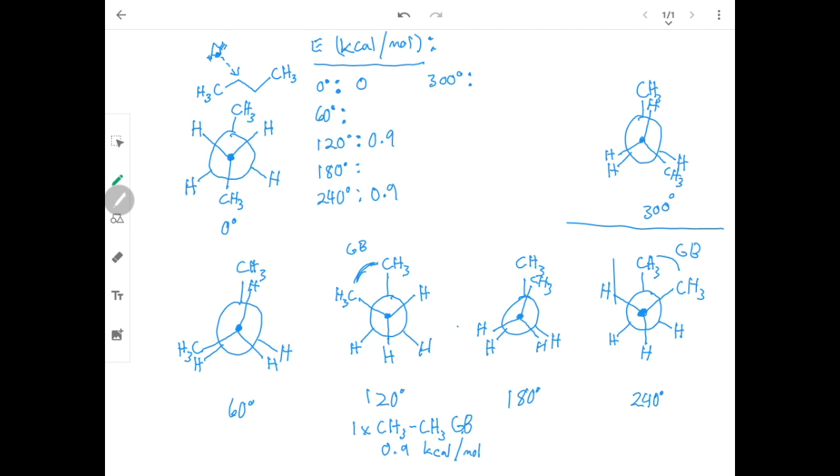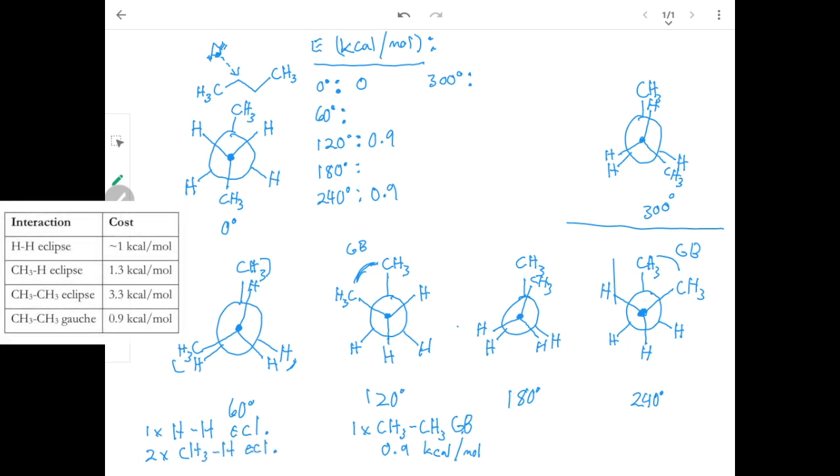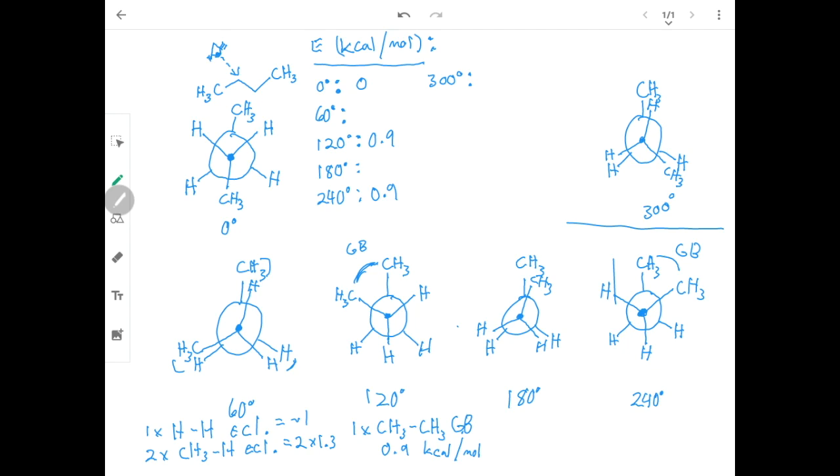So let's look at this 60 degrees. So you have an HH here eclipsing, so we have one HH eclipsing there, and then you have a CH3H here and a CH3H here, so two CH3H eclipsing interactions. So the value for HH is approximately 1 kcal per mole, and then the value for CH3H is 1.3, so that's going to be 2 times 1.3, and so we're going to add these up. So 2 times 1.3 is going to be 2.6, and plus 1 is 3.6.